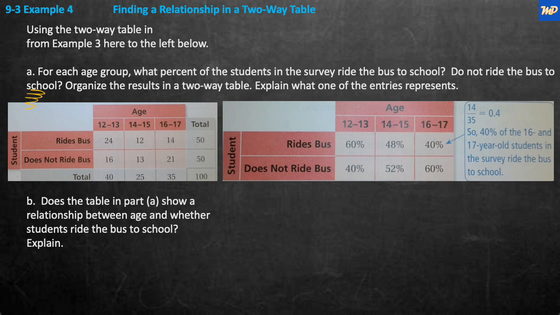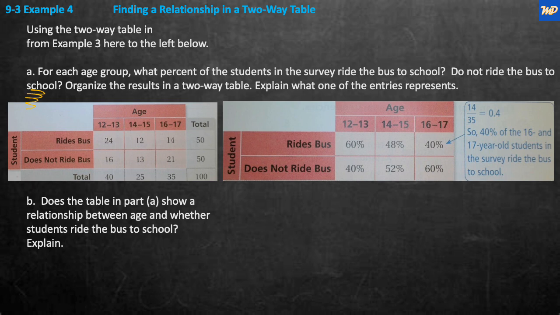But now we're going to talk. First of all, they want us to look at the relationships, and the way to do that is we're going to organize this by finding the percentages in the columns. Okay, so what can we find out by looking at the percentages? How do we do the percentages? In this case, let's go with the first, ages 12 to 13 column.